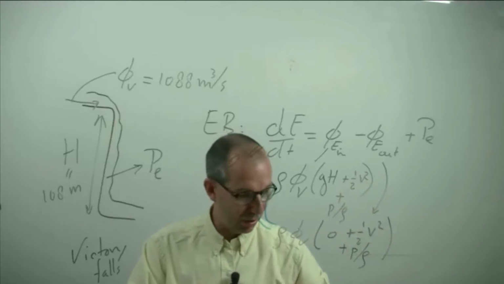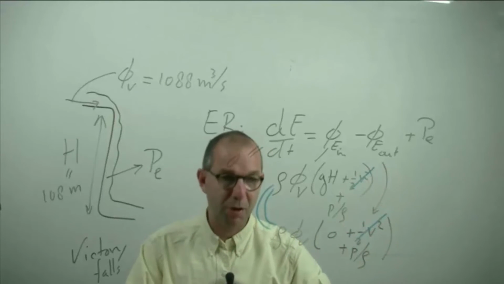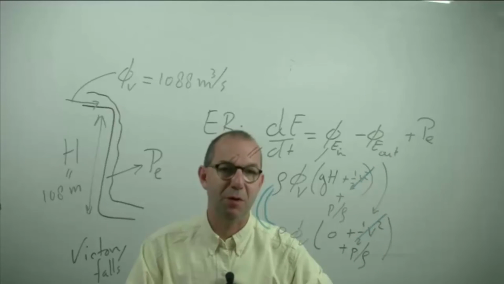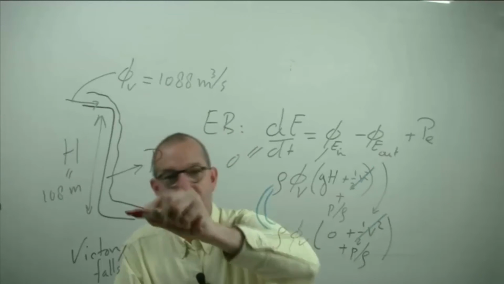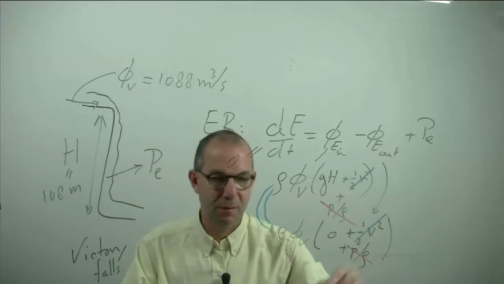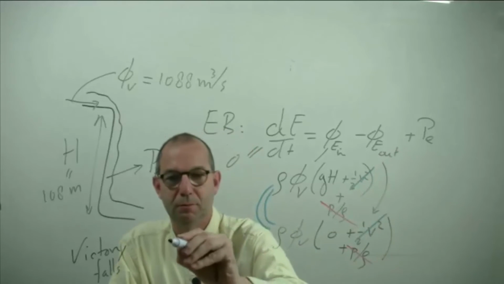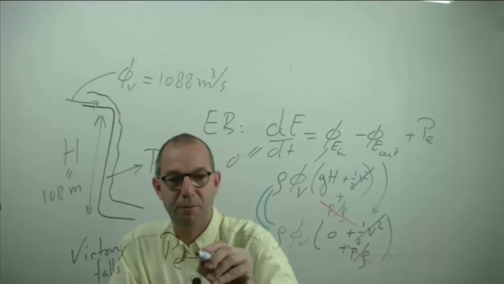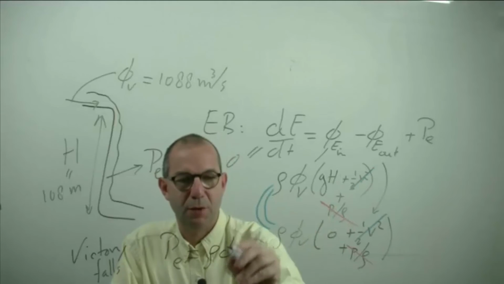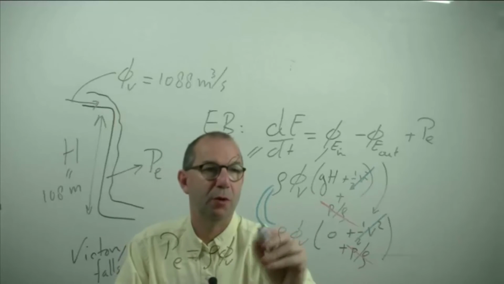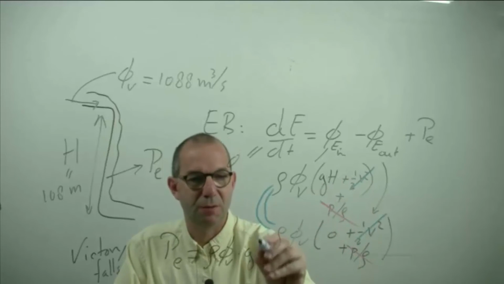This one, let me use another color, can be scratched out against that one. What about the pressure? Well, both are at atmospheric pressure. It's an open fall. So the pressure here is atmospheric, the pressure here is atmospheric, so these can be scratched out. And what I'm left with is that the production of energy that you could maximally get if everything is converted is the mass flow rate, which is the density of water times the volume flow rate, times the difference in potential energy, gH.